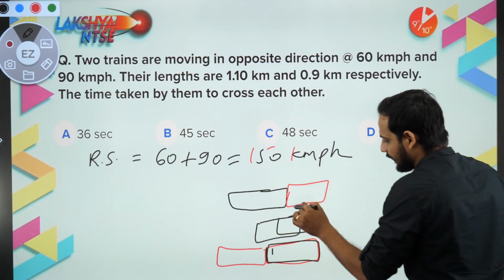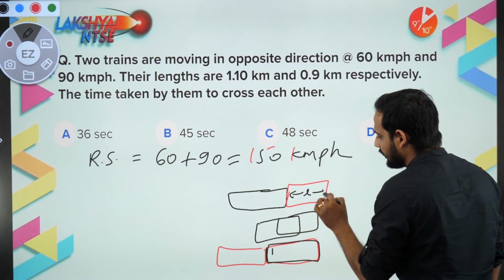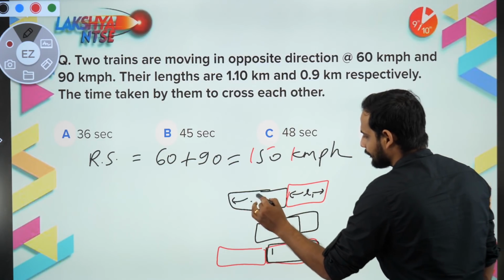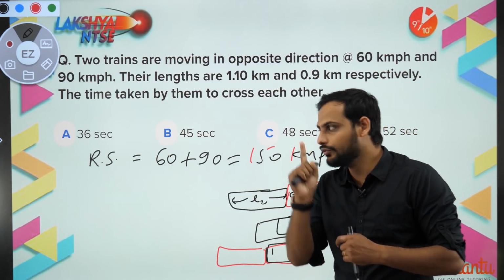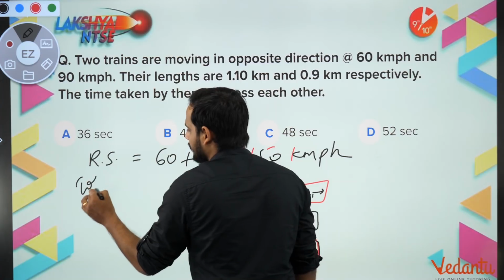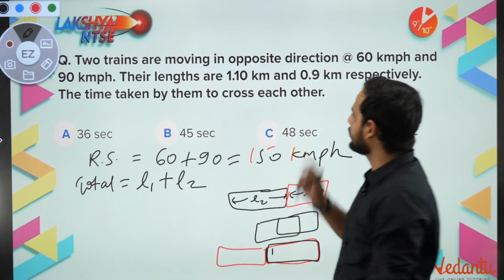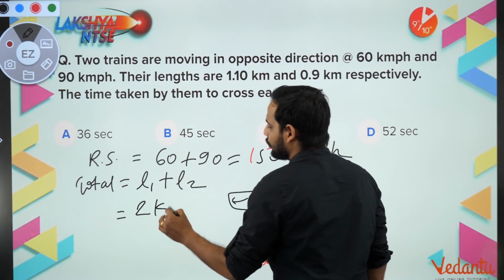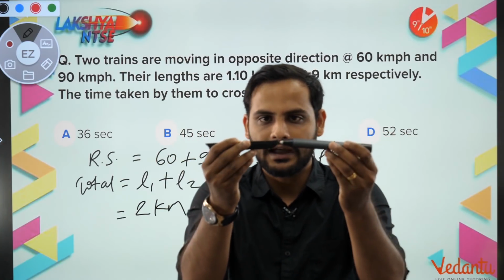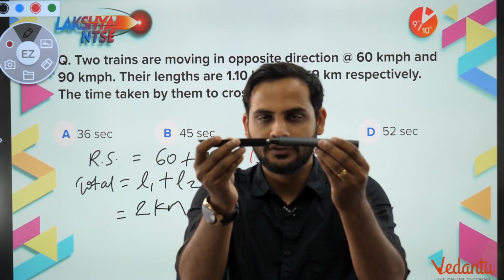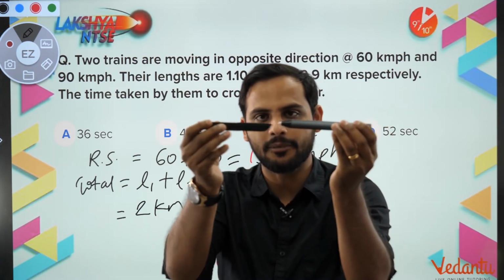So now, see, let us say this was L1 and let us say this was L2. Remember this thing: when two trains cross each other, the total distance moved will be equal to length of train 1 plus length of train 2. So 1.10 plus 0.9 will be equal to 2 kilometers. Again, same logic. Suppose these are the two trains. Now, are they crossing each other? Not yet. So, in relative motion, it is the same whether both are moving or we let one stop and the other move.